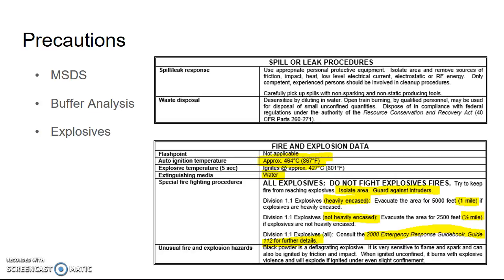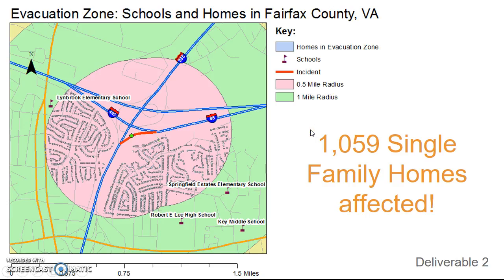respond to the spill. And what this tells me in application to spatial analysis is that I need to isolate within a half mile and a mile from the incident site. And this is as per OSHA regulations. I will use these distances for my buffers. And right here are my buffers.